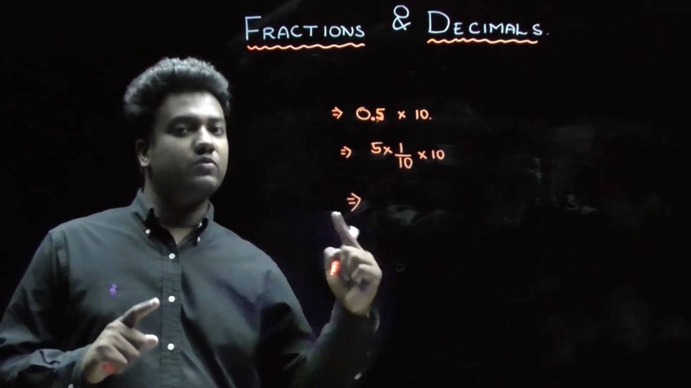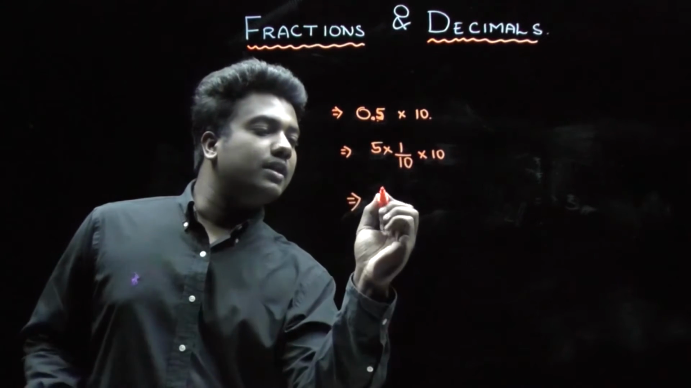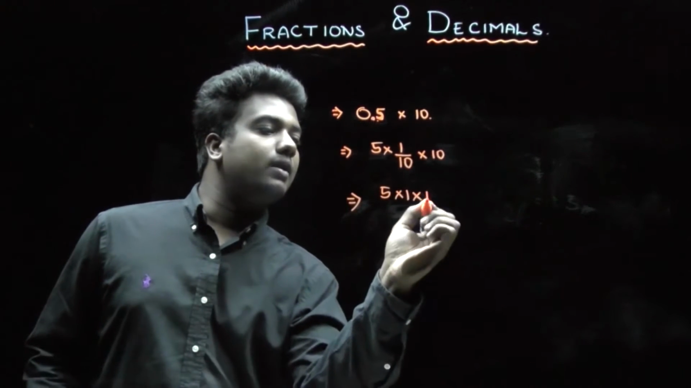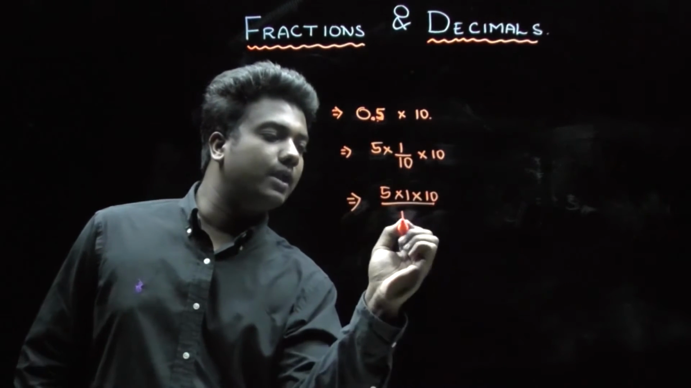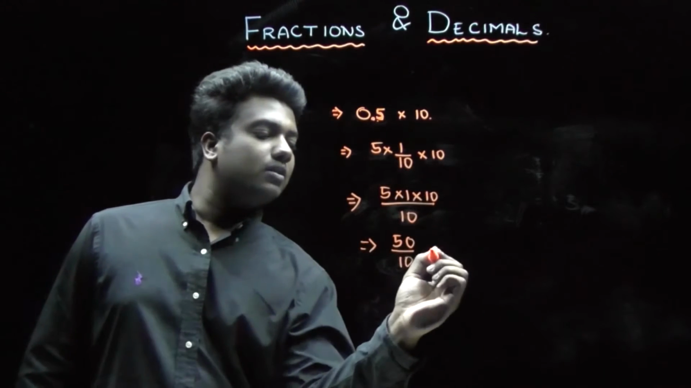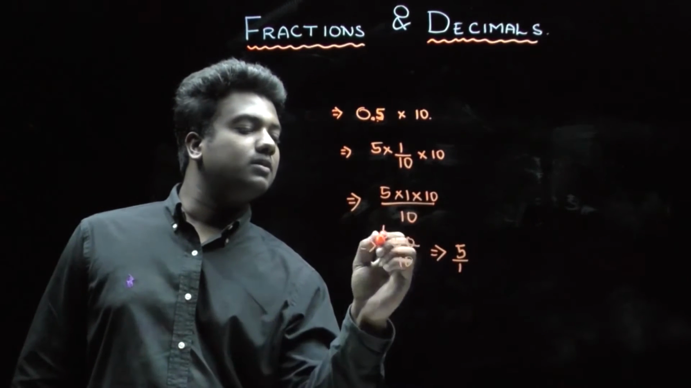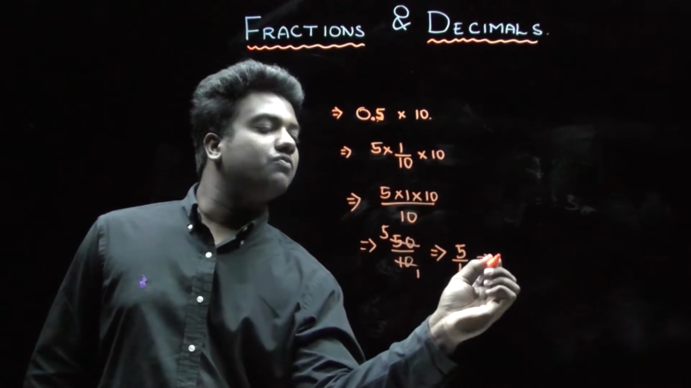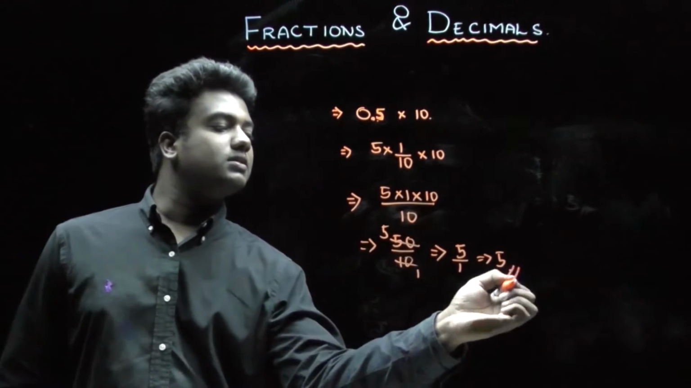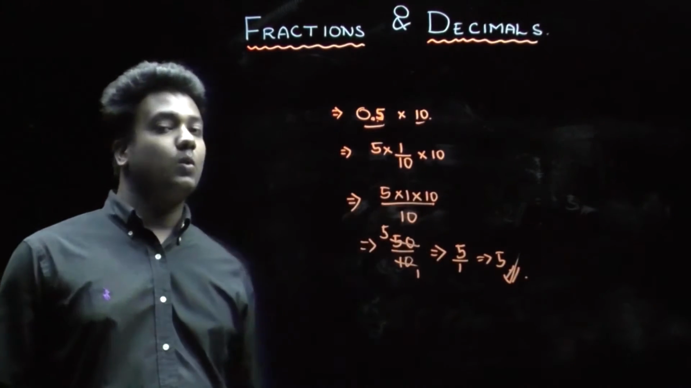Now follow the same steps which we have done in the fractional multiplication form. Okay, so 5 needs to be multiplied with the numerator 1 and this needs to be multiplied with the 10 divided by 10. Okay, this is 50 divided by 10. The whole value will be 5 by 1. Okay, 10 5s are 10 1s, which is 5. So this is the value whenever a decimal is multiplied with a whole number.